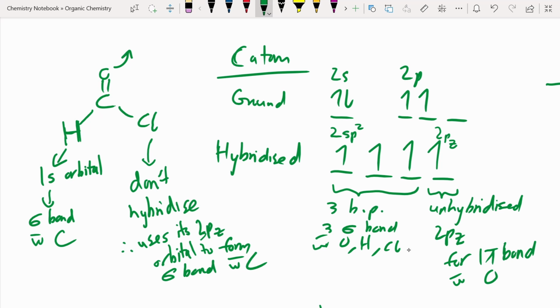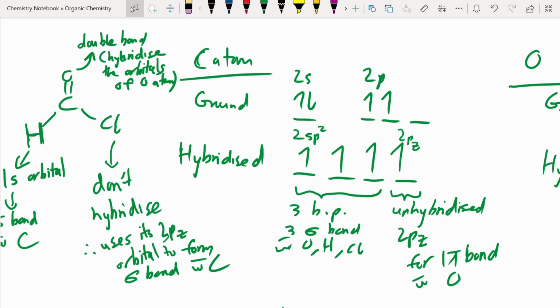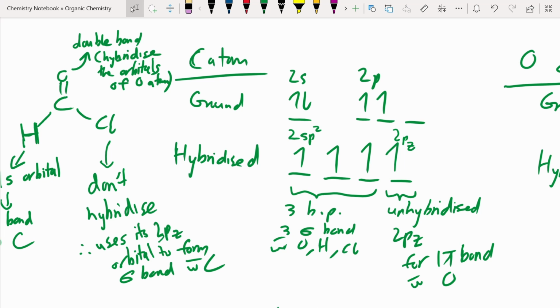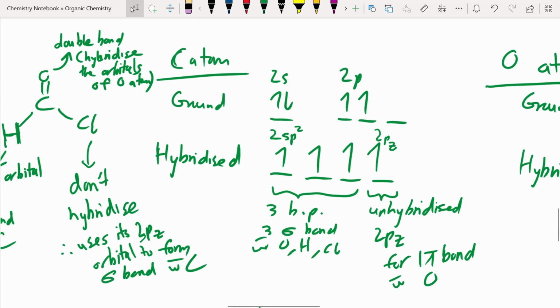You must be wondering, this one is also a terminal atom. However, this one is double bonded, so in a sense you still have to hybridize the orbitals of the O atom. And also, the fact that it's a double bond means you need to form a pi bond. So there is sigma bond formation and pi bond formation, so that's why you need to have the hybridization.